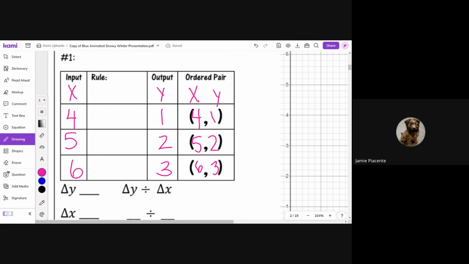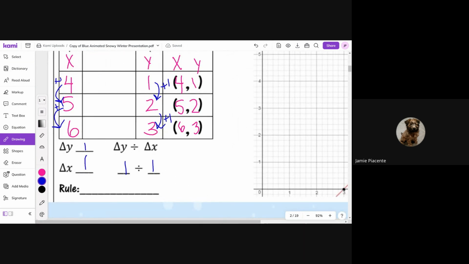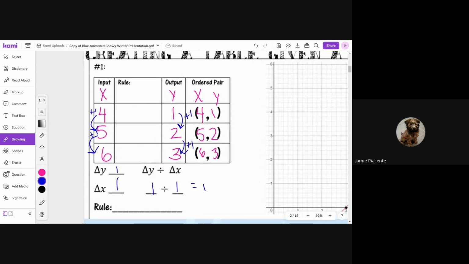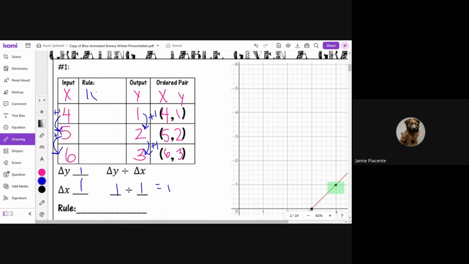Okay, now we're going to do what we've been doing the past couple days. Find the change in Y and then the change in X. So Y, I go from 1 to 2, 2 to 3. What am I doing each time? I'm adding 1. So change in Y is 1. Change in X, 4 to 5, 5 to 6. Again, I'm adding 1. Okay, so 1 divided by 1 just equals 1.